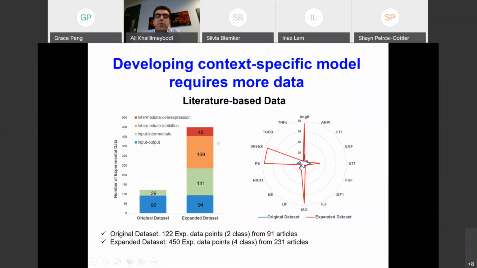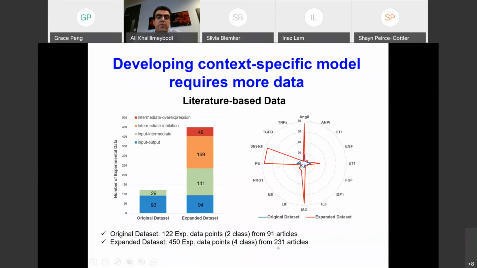For developing the context-specific model, we require more data than a non-specific model. In the first model, we used about 122 experimental data points that were divided in two classes, input-output and input-intermediate classes, from about 90 articles, all of them literature-based data. We expanded our data set to 450 data points that include all four classes, and we added intermediate inhibition and intermediate overexpression data from about 230 articles.